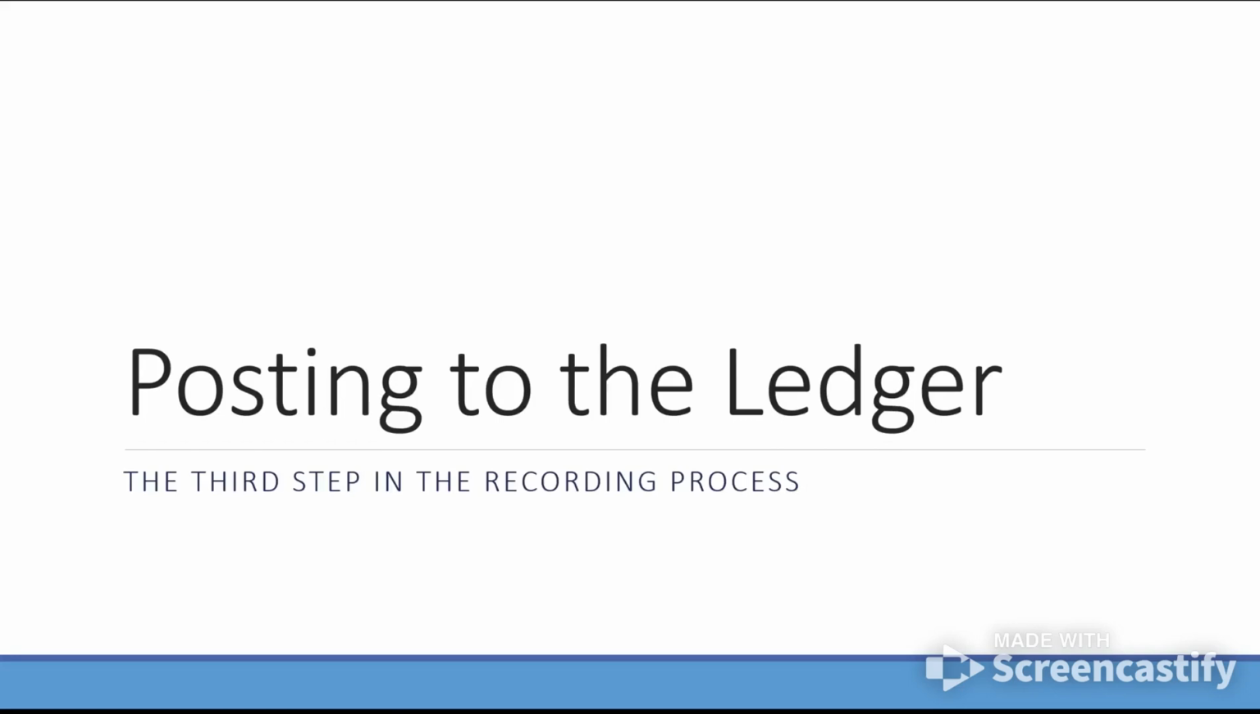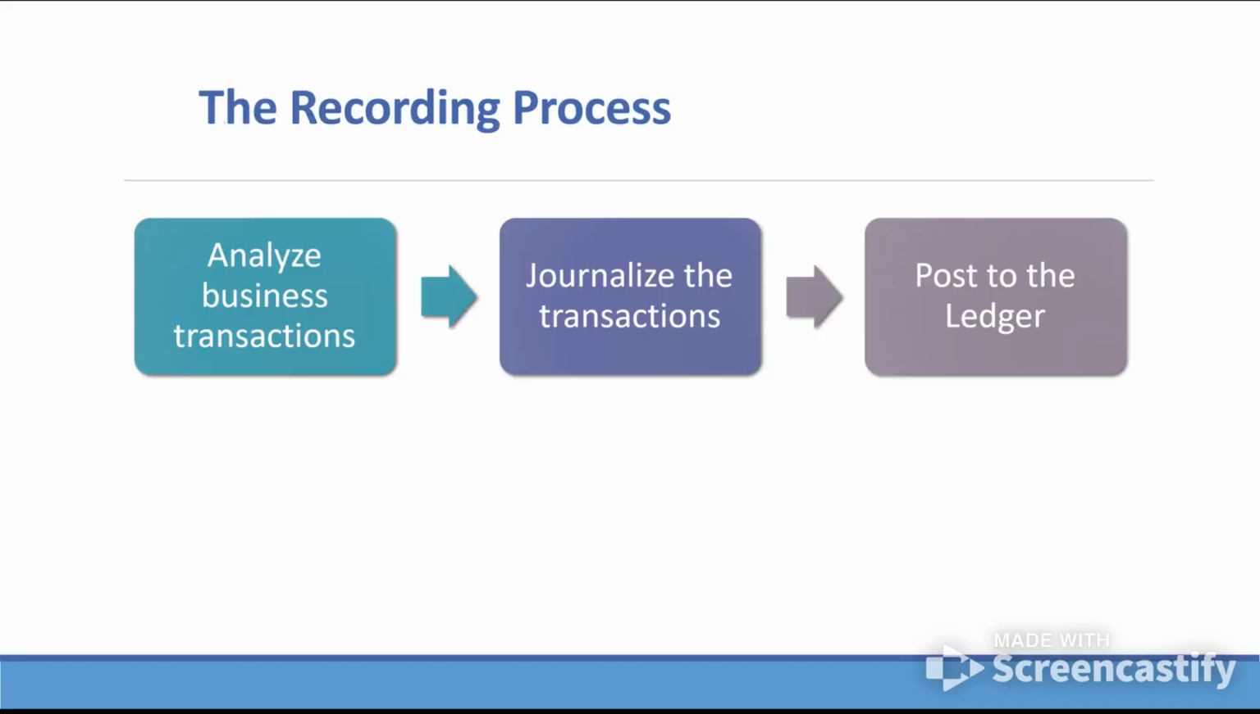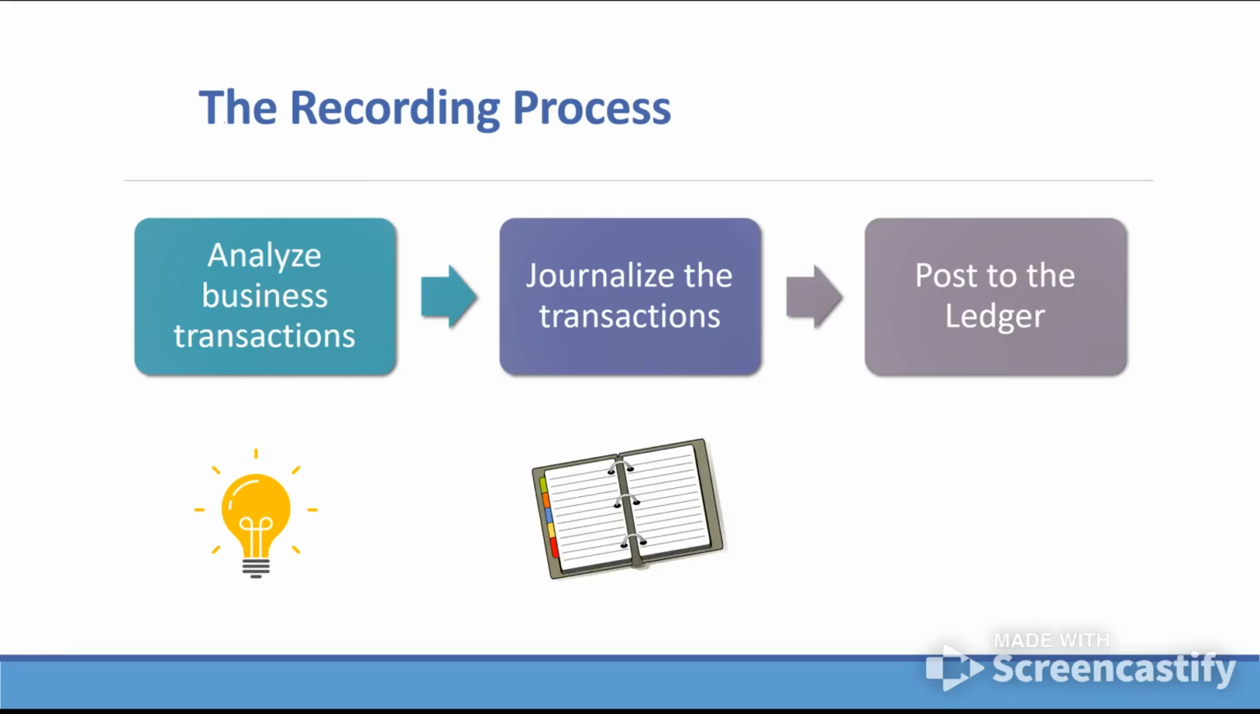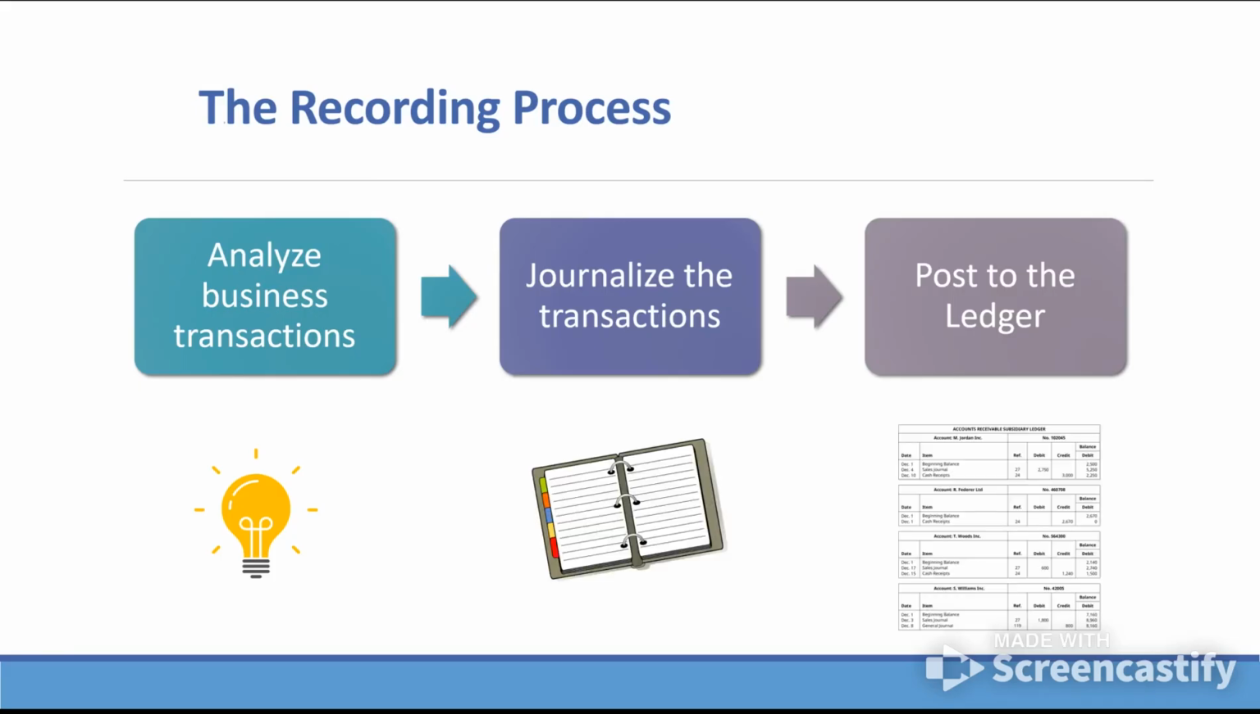Let's take a look at posting to the ledger, the third step in the recording process. The recording process is analyze, journalize, post to the ledger. Analyze is where you consider the transaction and the impacts it has on the accounting equation. Journalize is writing the journal entry, and then posting to the ledger is transferring that information to the ledger.